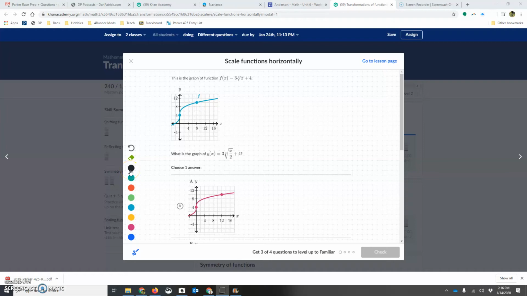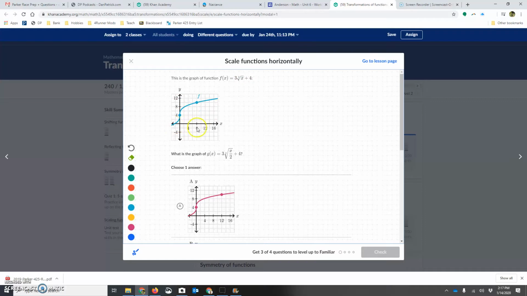All right, scale functions horizontally. When you're looking at this, we're only going to be looking at our x inside of our function, okay? Everything else around it is just how our graph gets graphed. Like we have the +4 on the outside, that means our y-intercept is +4. And the 3 times cube root of x is how the shape is created. And then all the points are plotted by plugging in x values.